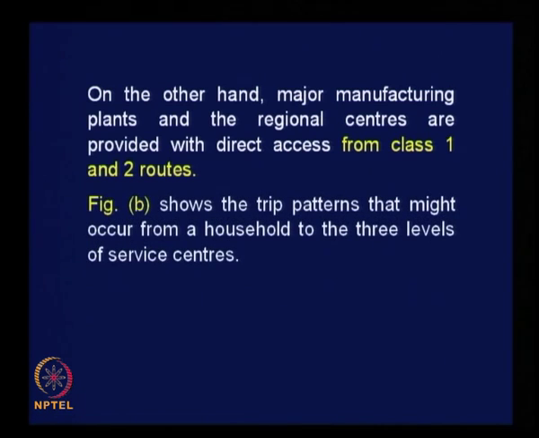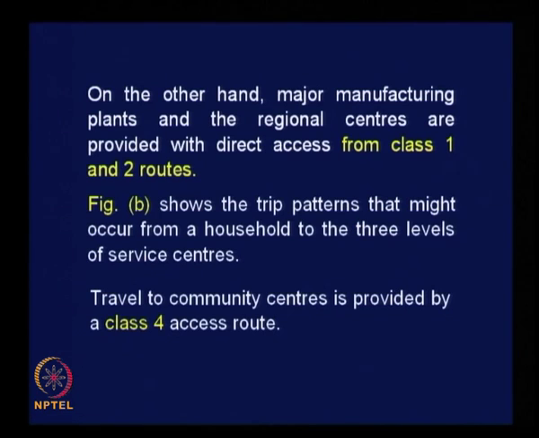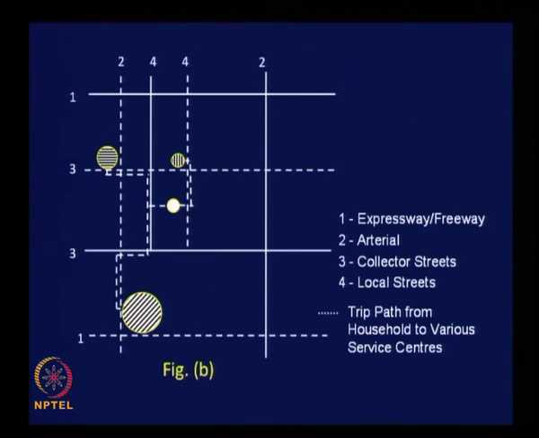And let us see the connectivity between the activity center hierarchy and transport route hierarchy. Travel to community centers is provided by a class 4 access route. Maybe we will look at figure B, then we will get a better understanding of the path from household to various activity centers. Households are located by the side of class 4 access route here. People travel to the adjoining community center taking class 4 access route, where speed may not be that high. Since community center is nearby area, they can afford to go slow and reach out to this place, and district centers may be little far off.